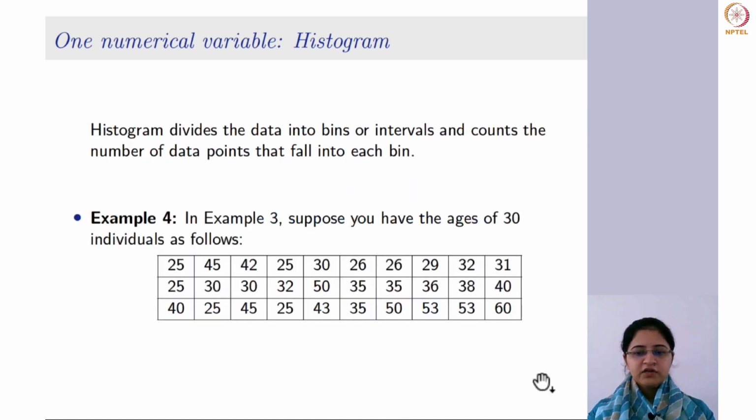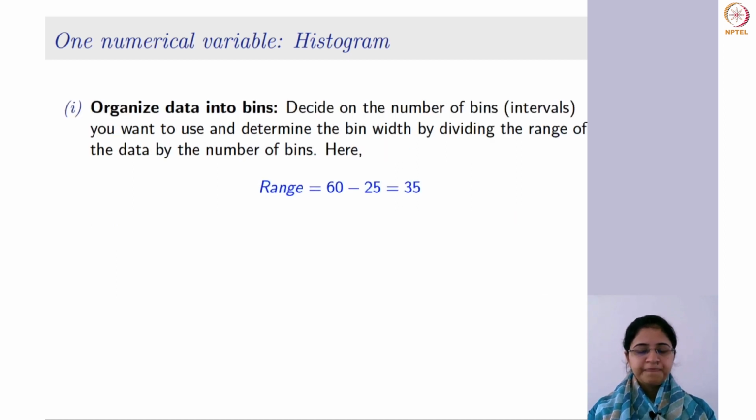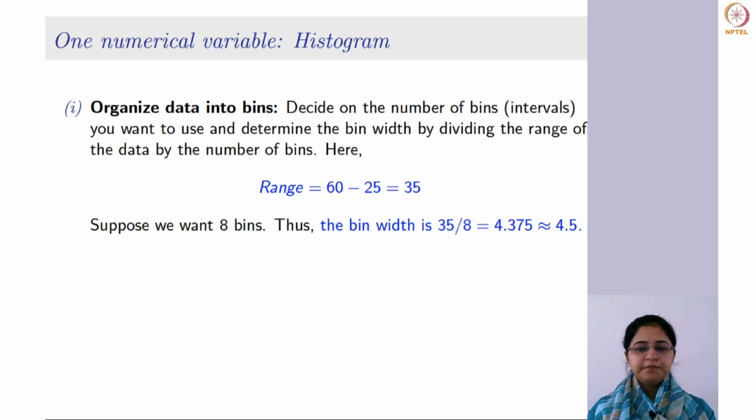Here there are 30 individuals. The smallest observation is 25 and the largest is 60. So first we find the range, which is 35, and suppose you want 8 bins. The bin width comes out as the range divided by the total number of bins that you want, that is approximately 4.5. We can just take 4.5 or some approximate number.